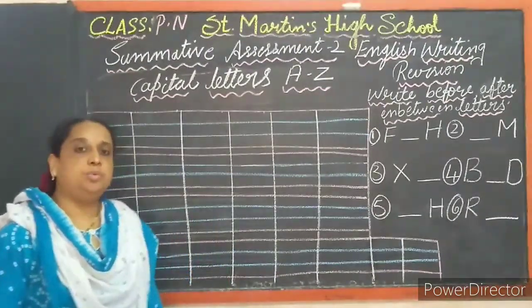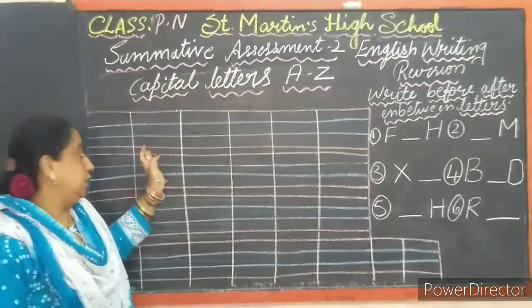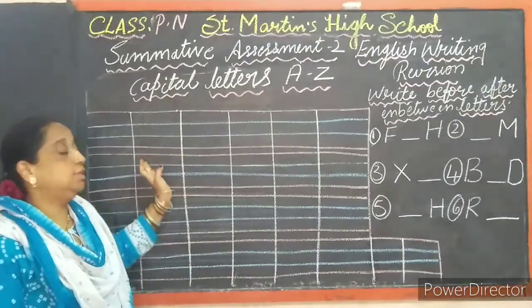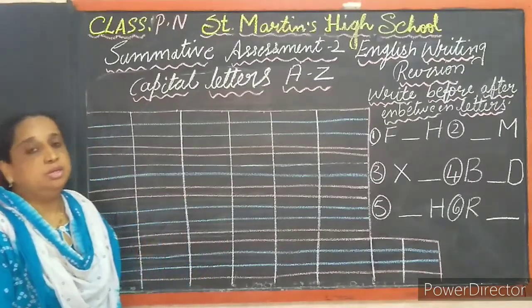Now once again open your 4-line notebook. Be ready with your pencil. Now I am going to write the capital letters on the board. See the letters and write along with me in your notebook.